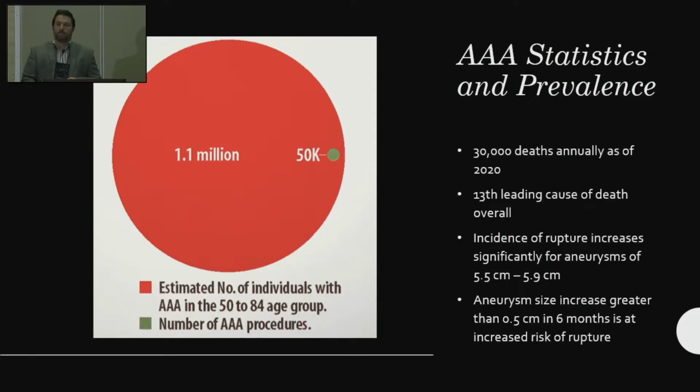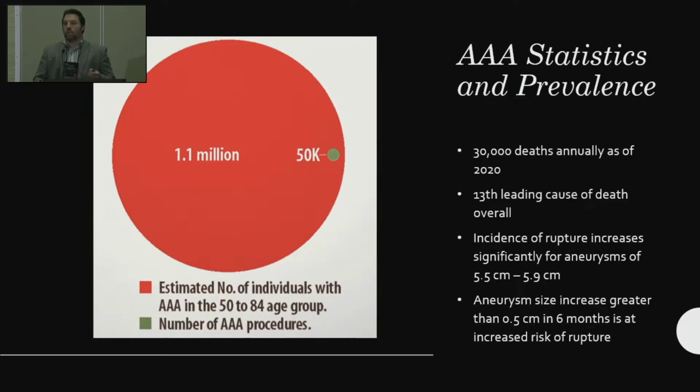Okay, AAA. So over 30,000 deaths every year as of 2020 were responsible from or caused by ruptured AAA. This is the 13th leading cause of death overall in the United States. And so if we look at that little graph, 1.1 million people between 50 and 84 are estimated to have a AAA. But only 50,000, that small green circle, are ones who are getting a procedure to try and prevent a rupture.